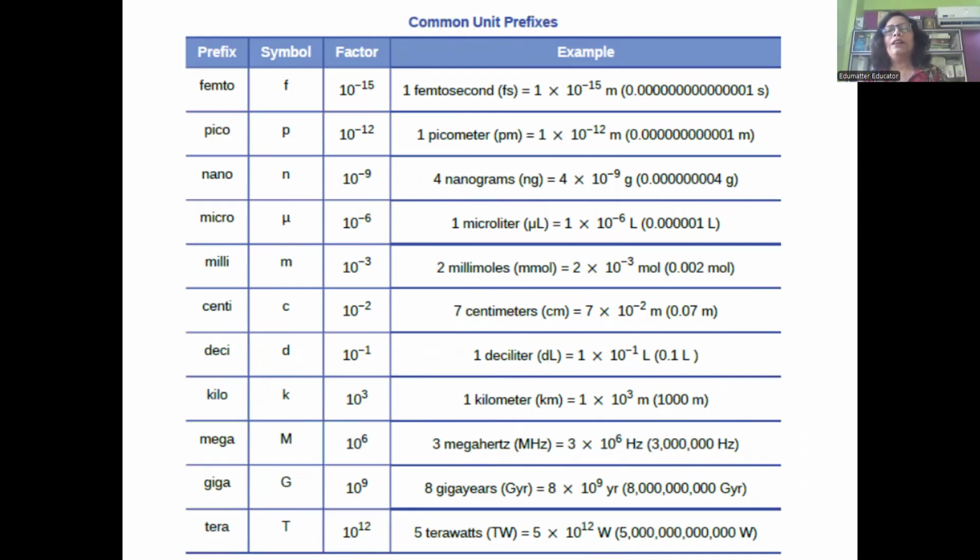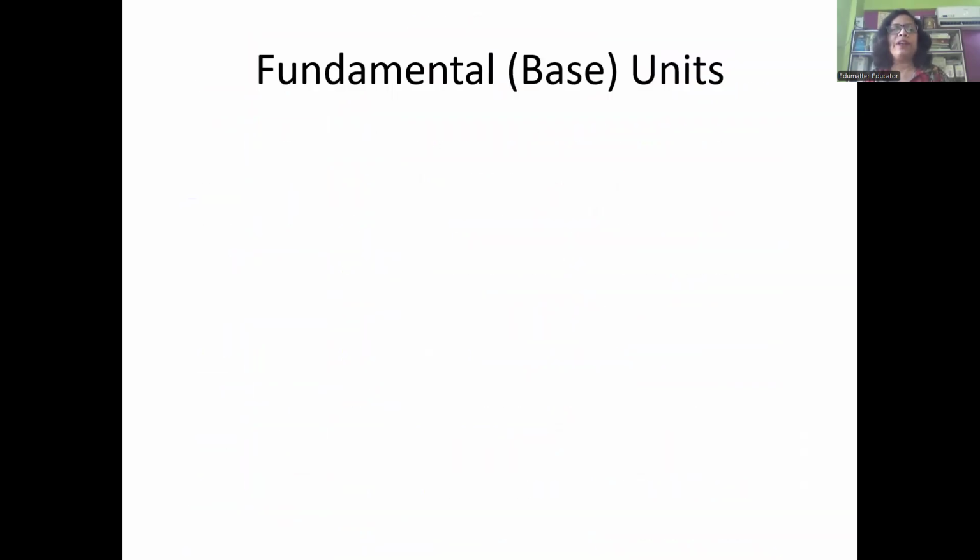What is used for very minute things, say nanoliter? It's 10 to the power minus 9 liter, so to measure a tiny drop of liquid, maybe. So these are the prefixes commonly used for smaller things, that is, very small things. You will be using 10 to the negative power, and for bigger things, you will go for exponential things like 10 to a positive power, right?